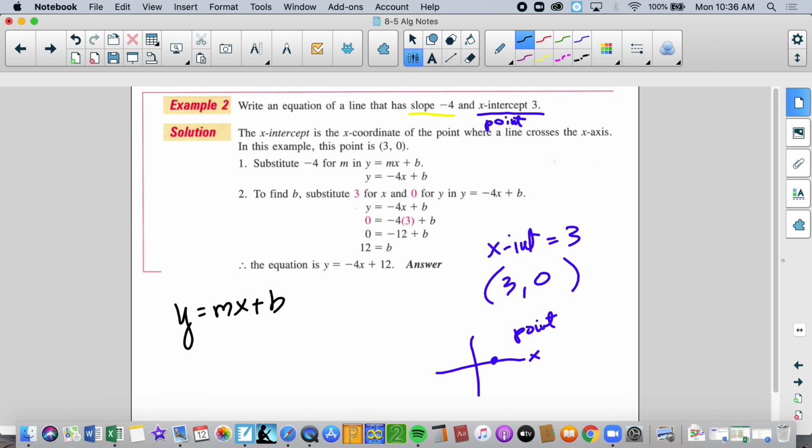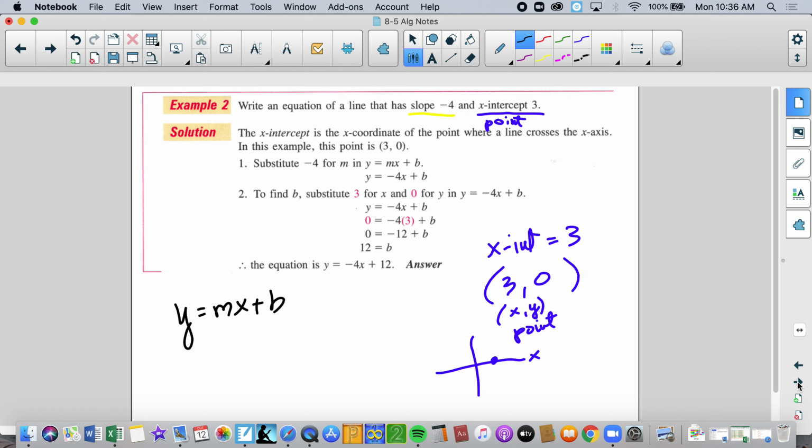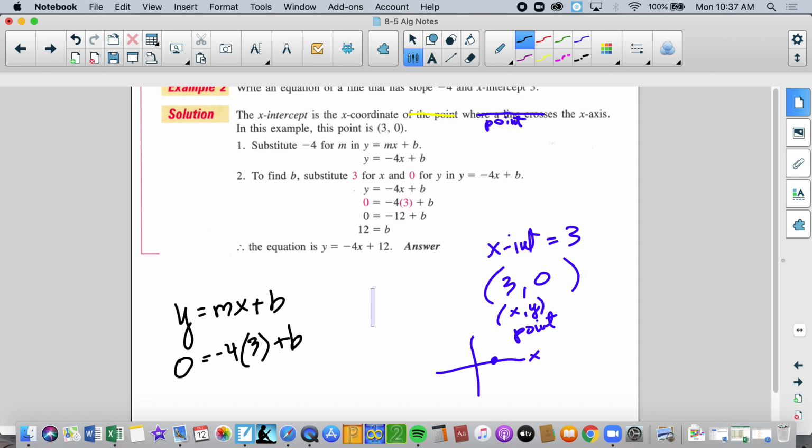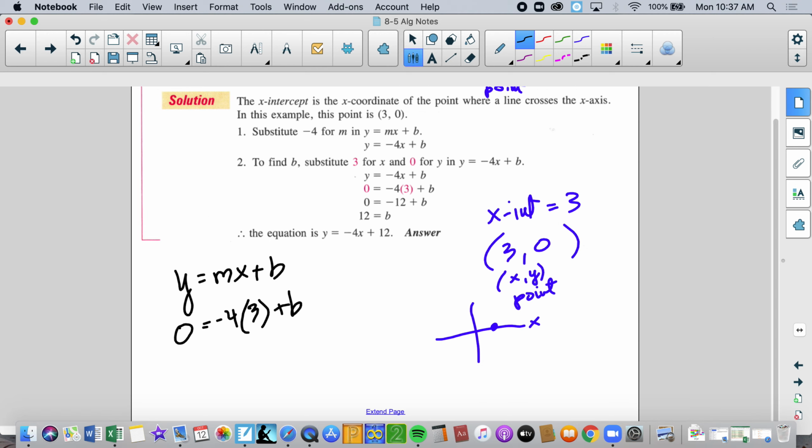So remember, our point is written x comma y. When we fill in this template, do we know what y is? Yeah, remember this x and y represented a point, a solution. So the y is going to be 0. M, which is a slope, is -4. X, which is the x value in the point that we have, is 3. And then we're missing b, which is good because we're looking for our y-intercept. We're not looking for our y. Yeah, we're looking for our y-intercept.